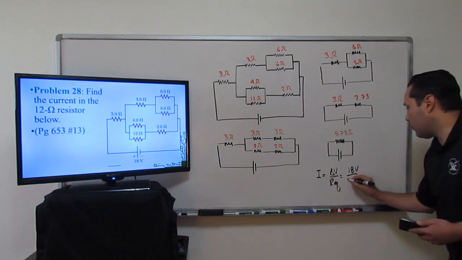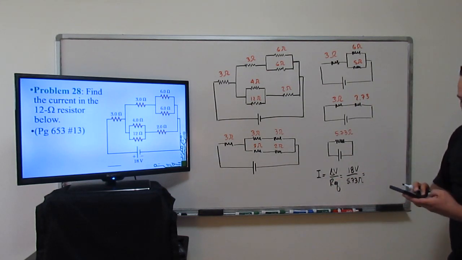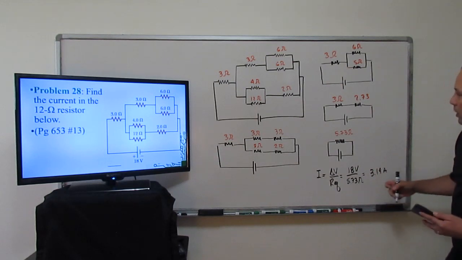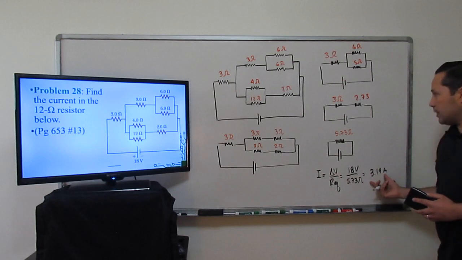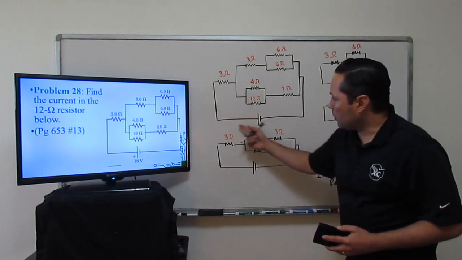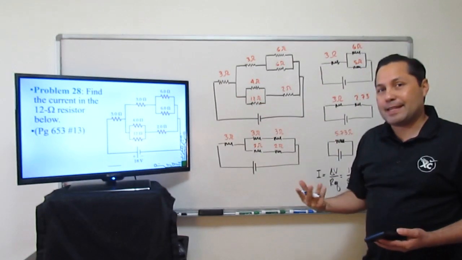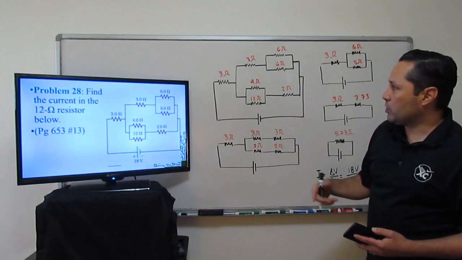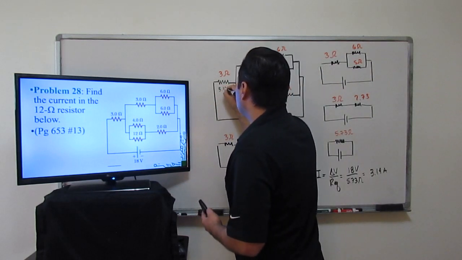And the equivalent resistance is 5.73 ohms. So 18 divided by 5.73 gives us 3.14 amps. Alright, so that is the current through the circuit. Next, as the current's going through here, what happens once we reach this first junction, and we also have a second junction to deal with here on its way to the 12 ohm resistor. So the current through here is going to be 3.14 amps.